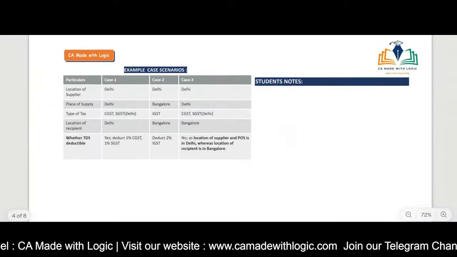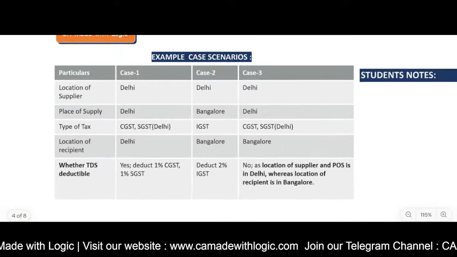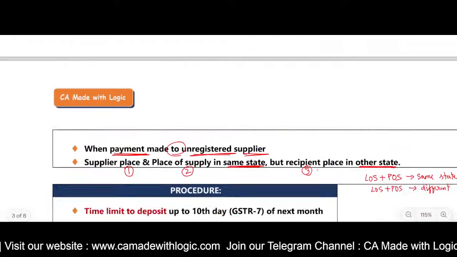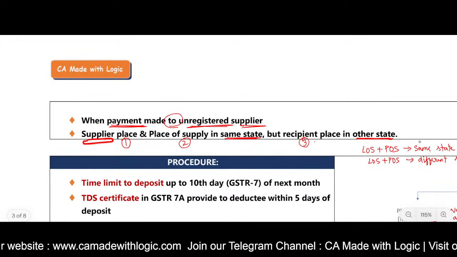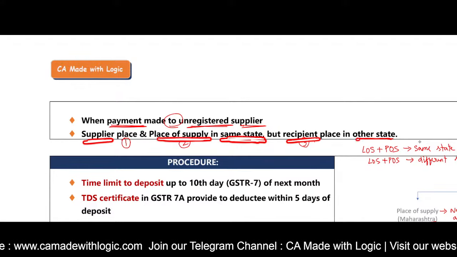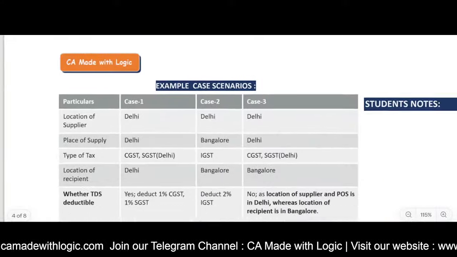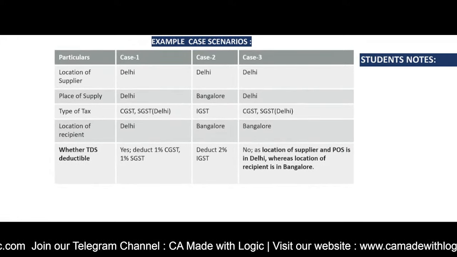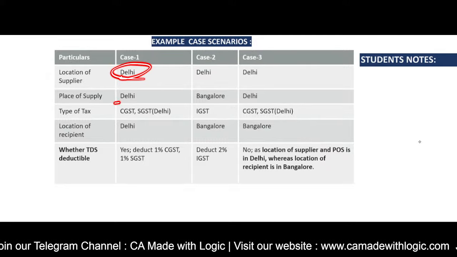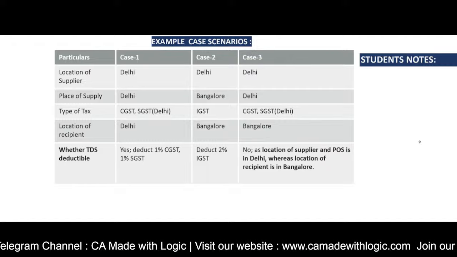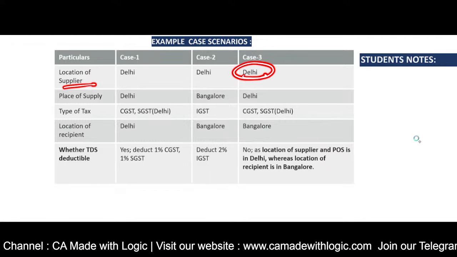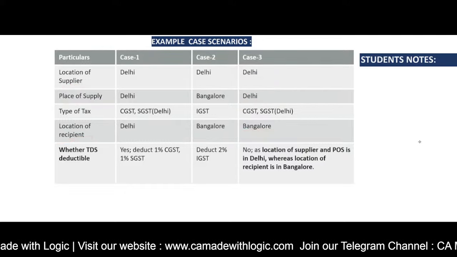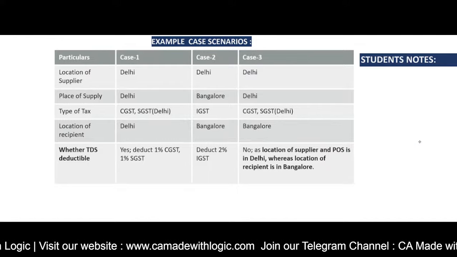And one more example we have given over here related to this. I can just discuss it over here. We have already seen the location of the supplier over here. Do focus on the words. If the supplier and place of supply are in the same state, but the recipient is in a different state, then there is no requirement of deducting the TDS. Let us see this table and you will understand it in a much better way. Let us take this example: the location of the supplier and the place of supply are in the same state, but the location of the recipient is in a different state. There is no requirement to deduct the TDS. You can see it over here.